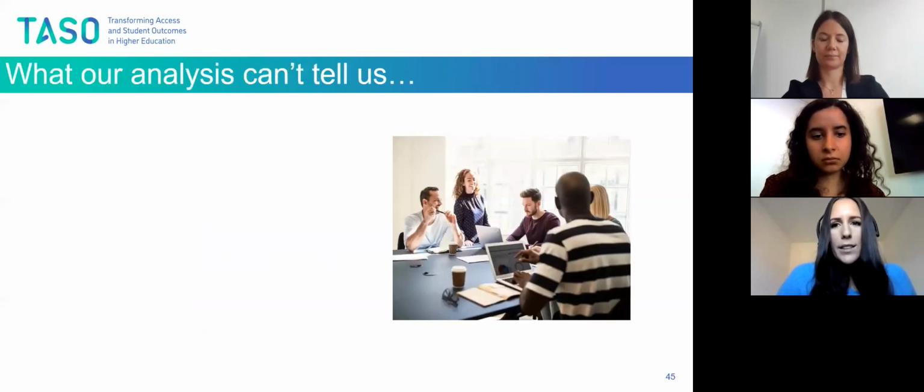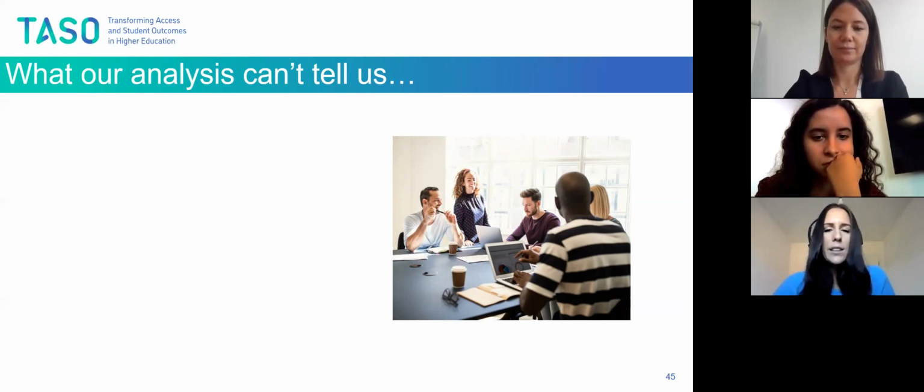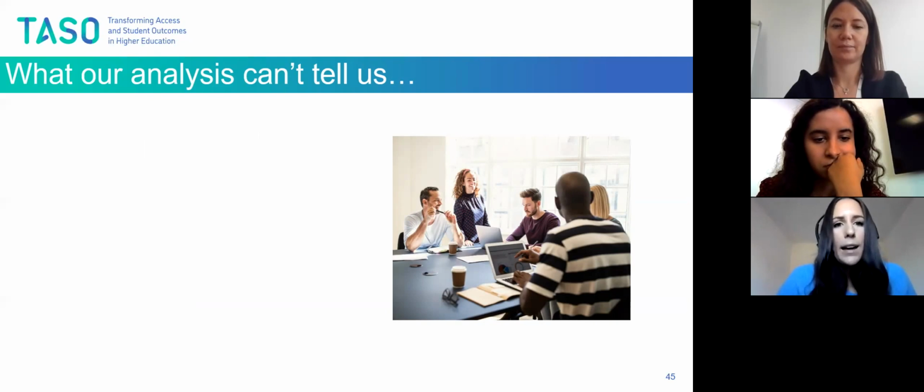So, what our analysis can't tell us. This links back to the challenges that Zara explained earlier on. It's worth saying that this is a plan B, our sub-project. It's not what we wanted to do in the first place. We obviously wanted to run a randomized controlled trial and make sure we had a comparator group. But this didn't go to plan, so we're just making the best of the situation.